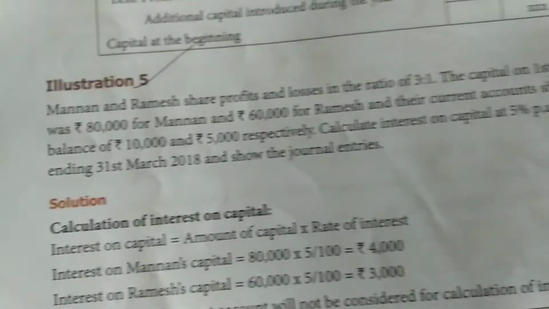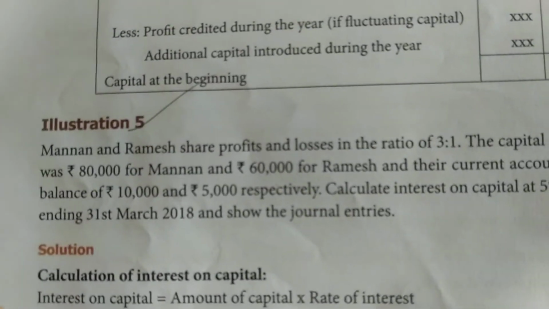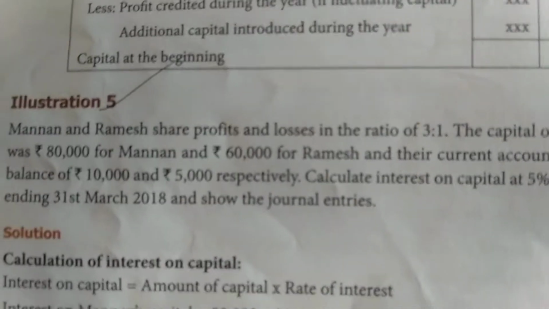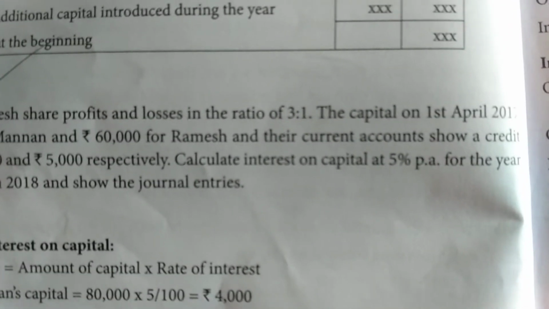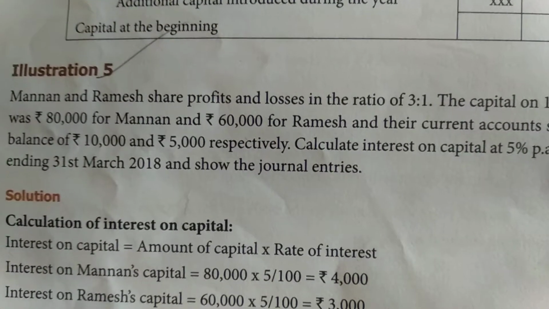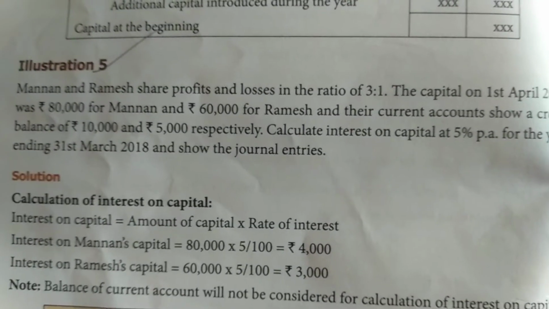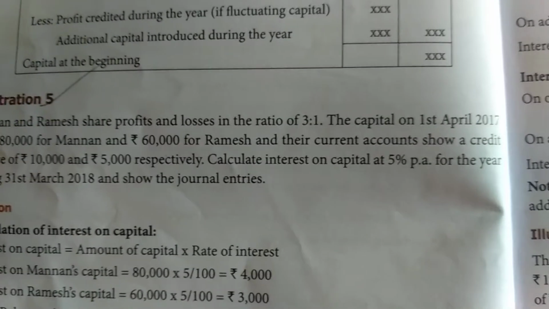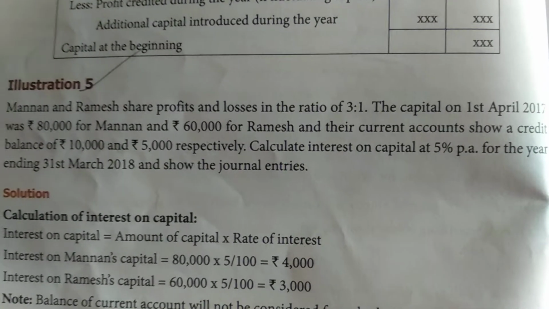Coming with calculation of interest on capital. Look at illustration 5, children. Very simple problem. All this you learned in the smaller classes. Manan and Ramesh share the profits and losses in the ratio 3:1. The capital on 1st April 2017 is rupees 80,000 for Manan and 60,000 for Ramesh, and the current accounts showed credit balances of rupees 10,000 and 5,000 respectively. Calculate interest on capital at 5% per annum for the year ending 31st March 2018 and show the journal entries.